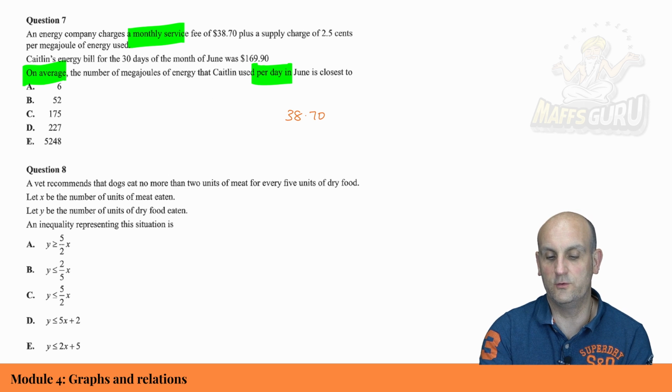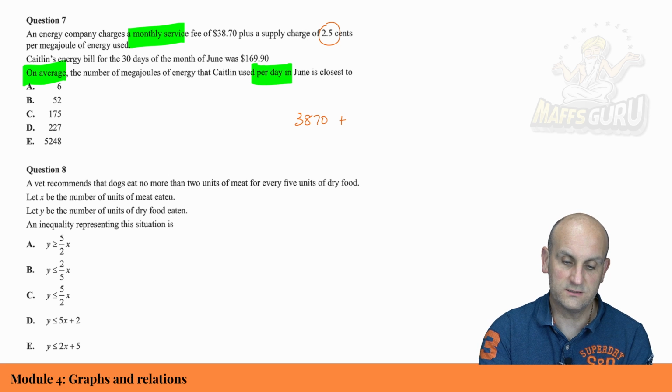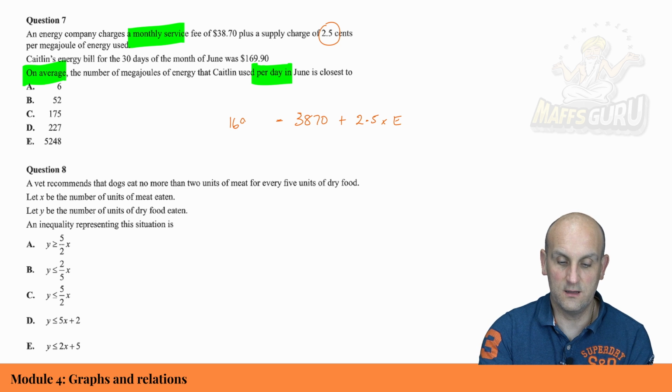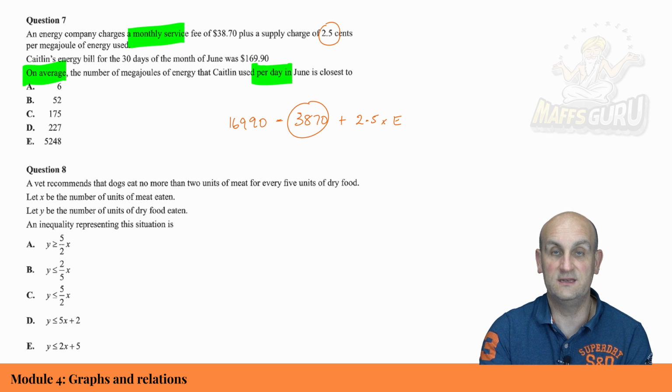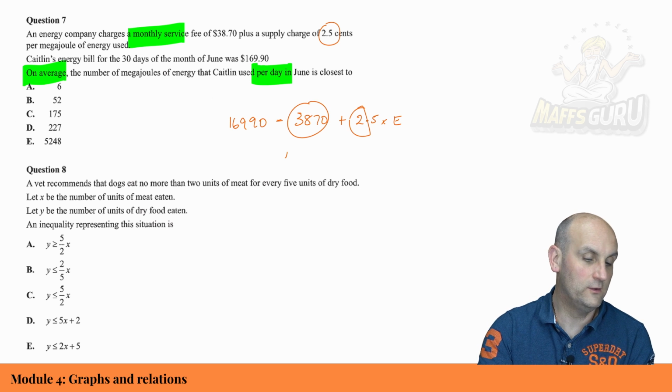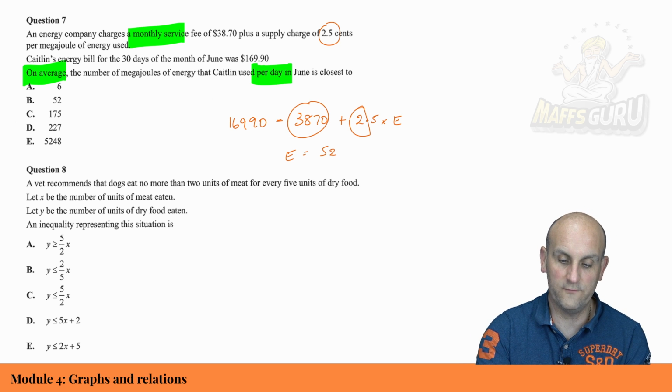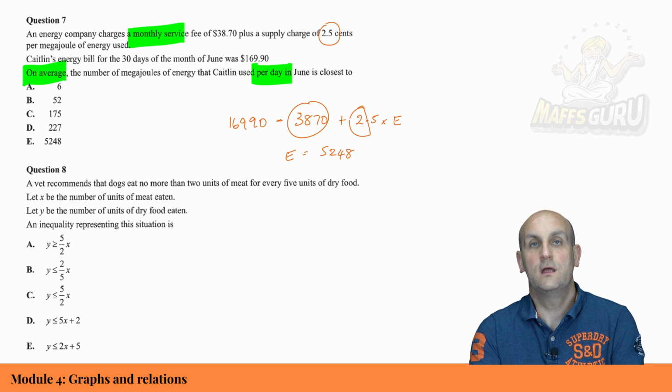$38.70. Now, I actually converted all of this into cents, the reason being that that was in cents. So making that 3870 plus 2.5 times E for the energy used, and we know that for the 30 days of June, it was 16990. So when you take away this from both sides and then divide by 2.5, you ended up with a value of E, which I think was 5248. That's for the month.